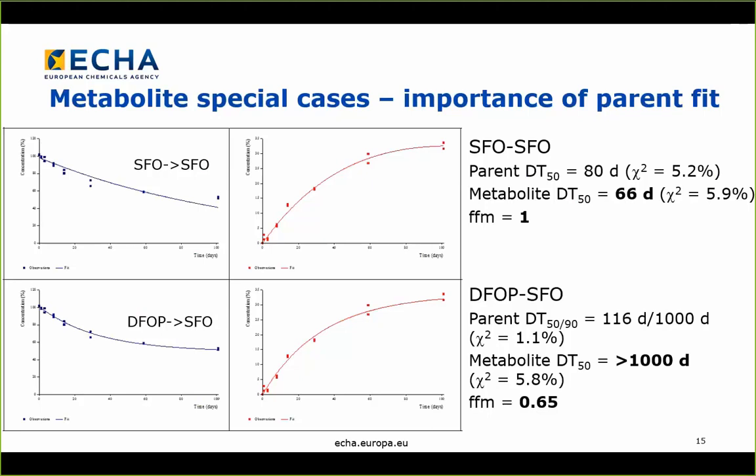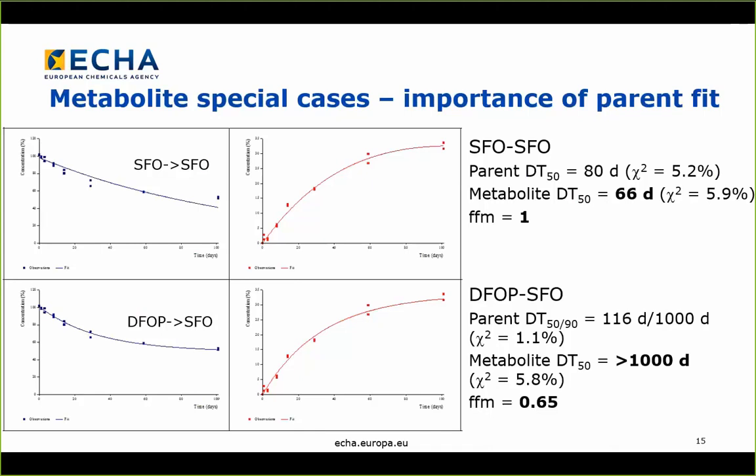Okay. One thing to look out for, if your formation fraction ever optimizes to 1, as it does in this case, sometimes the software can optimize that formation fraction to 1 because it's desperately trying to form as much metabolite as it can, because actually this isn't quite the right kinetic model.